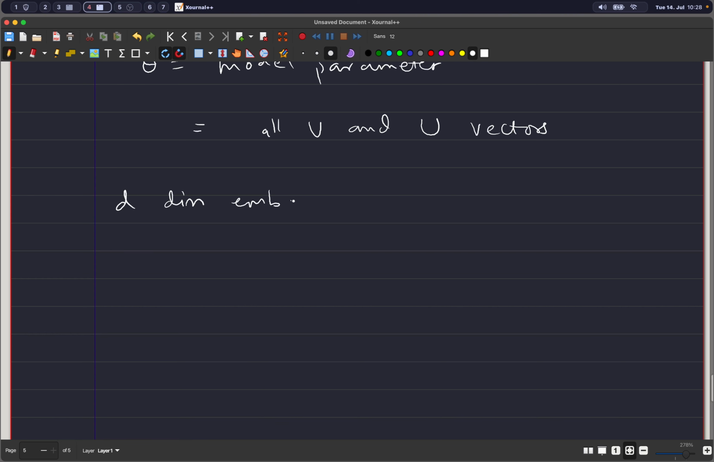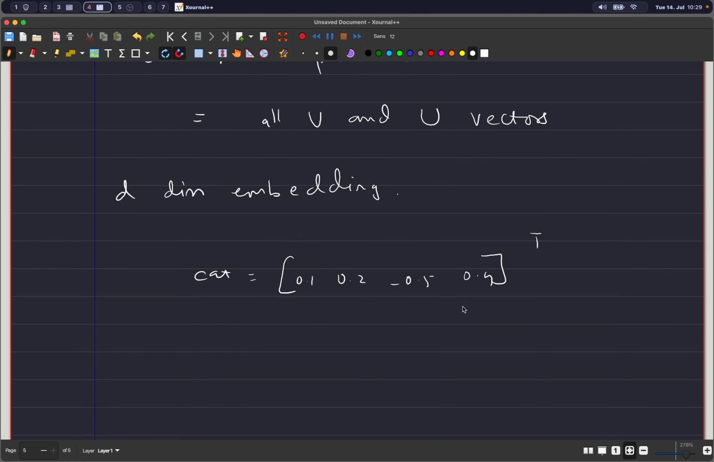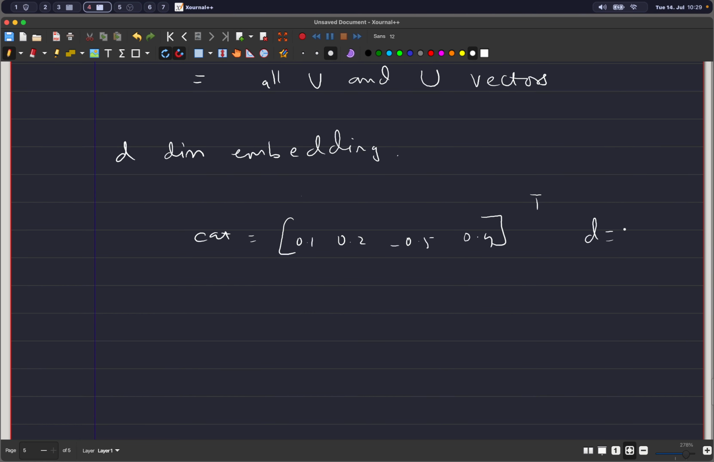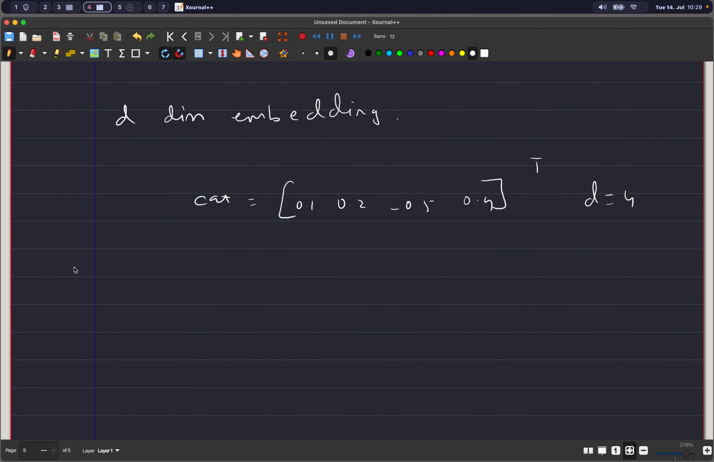What exactly I mean by that, let me also explain. Suppose we have a word like cat. Cat can be represented by a vector, and let's say it is 0.1, 0.2, minus 0.5, 0.4. This is four dimensional, so we say D equals 4 in this case. Now D can be anything. It can be 100, 512, 1024, anything.